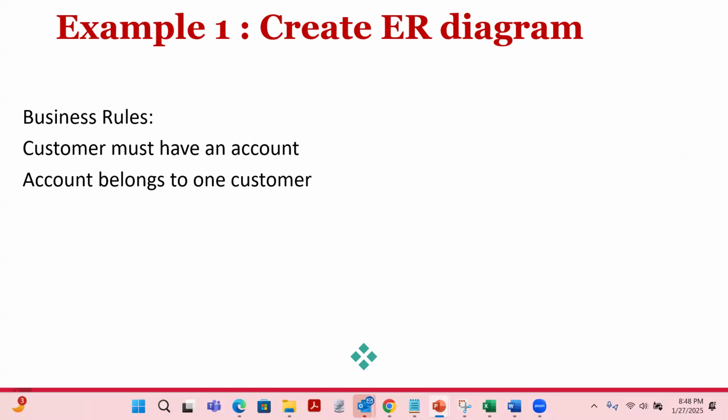Now let's create another diagram. Let's look at the previous diagrams that we created, and based on the example, let's try to draw another very basic diagram. Pause the video here, go back to the previous slide and see if you can draw a diagram for this scenario. We have two business rules here. Customer must have an account, and account belongs to one customer. Pause the video and draw the diagram, and in a minute I'm going to show you the solution and explain how I do this diagram.